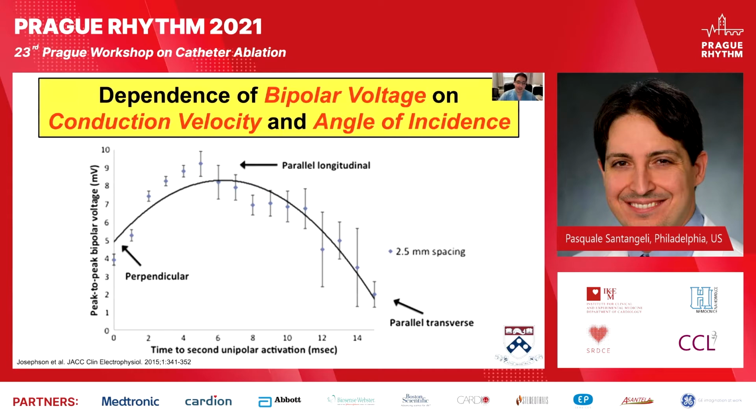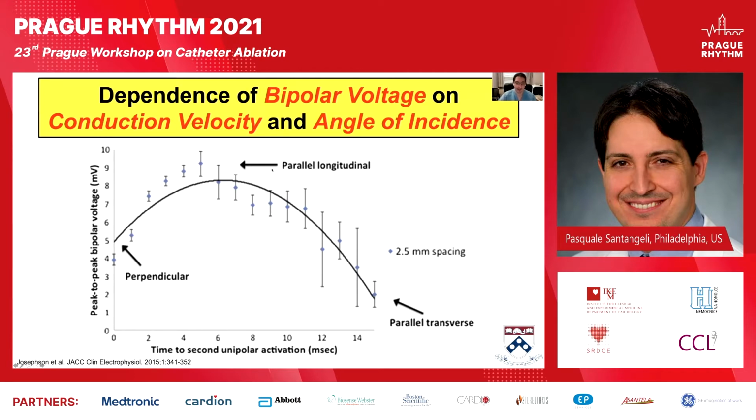The angle at which the catheter is placed, the so-called angle of incidence, is also an important determinant of the local voltage. Here on the left side, the y-axis is the peak-to-peak bipolar voltage, and the time to the second unipolar activation is on the x-axis. If you place your catheter perpendicular to the wall, the wavefront will be seen by each of the unipoles of that bipolar pair almost at the same time. And because of that, the difference, which is what a bipolar signal truly is, will be reduced.